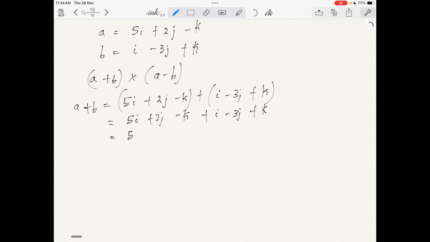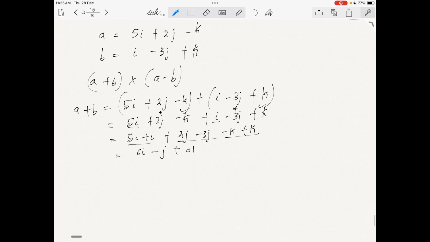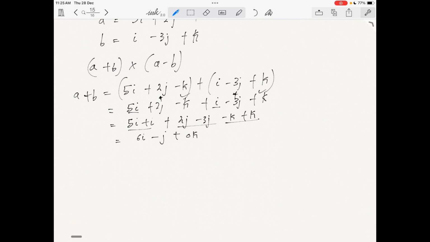Now let's do the i together. That's 5i plus i, plus 2j minus 3j, and minus k plus k. Now this will give us what? 6i. 2j minus 3j will give us minus j, and minus k plus k will give us 0. Okay, so we can just add it as plus 0k. Now after evaluating A plus B, we now have to evaluate A minus B.